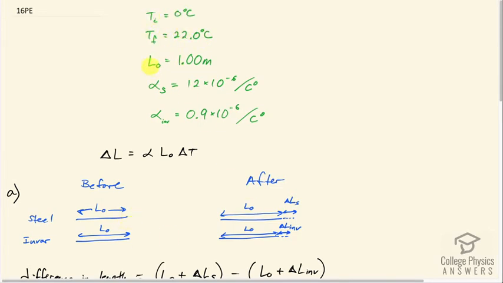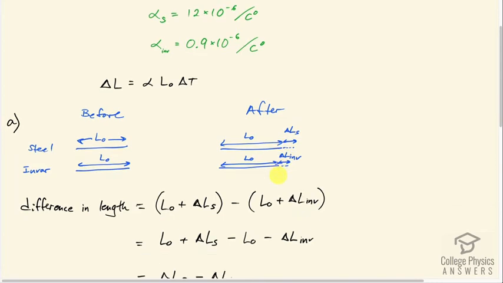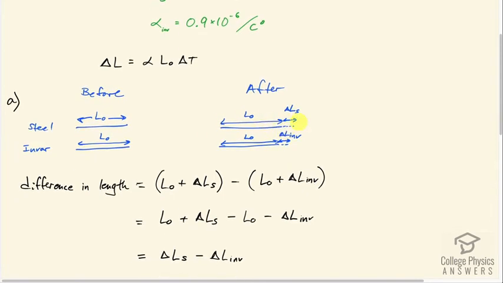So they both have an initial length of 1 meter at 0 degrees. So this is the before scenario. And then after the temperature increases to 22, the steel will increase more and the invar will increase less. And the question is, what will their length difference be?